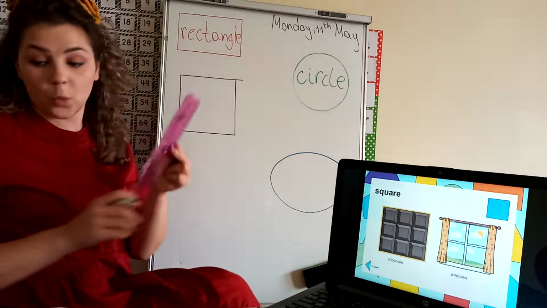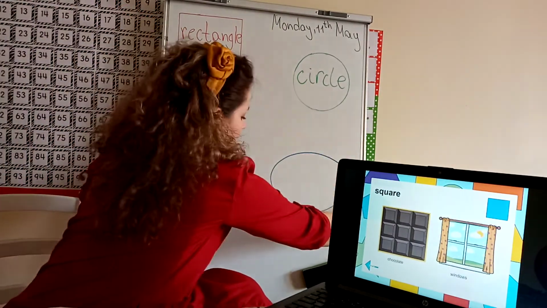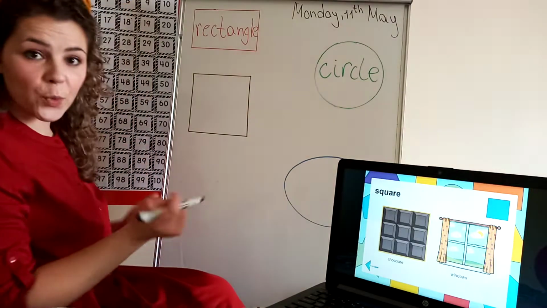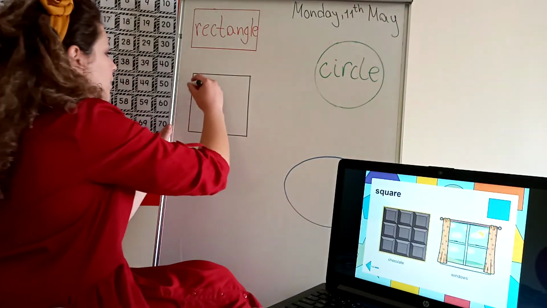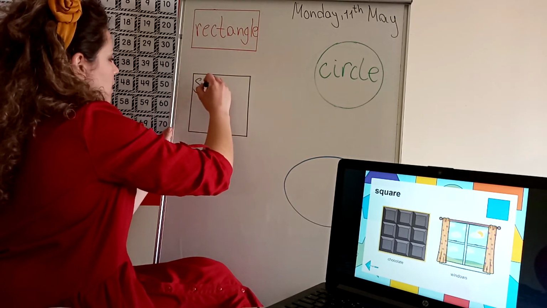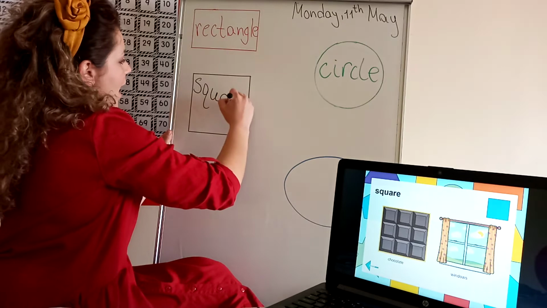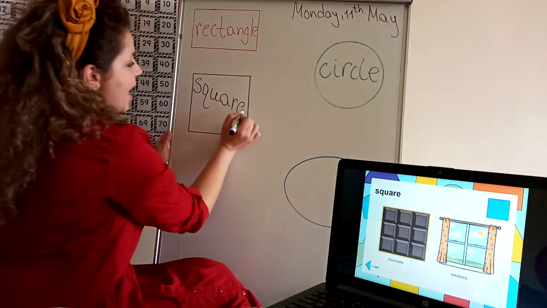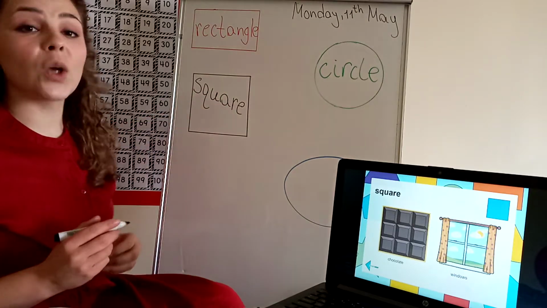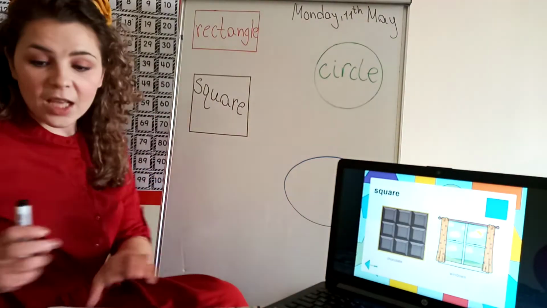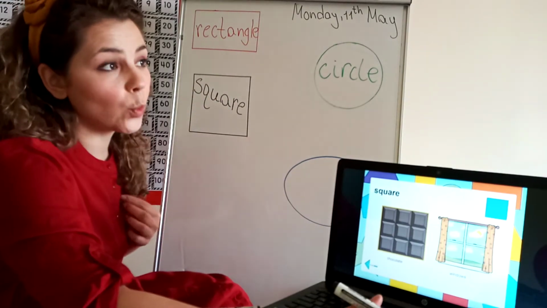And this is a square. Okay, so let's see how you write square. S-Q-U-A-R-E. Square. So in this picture, what I have as an everyday example is a window.